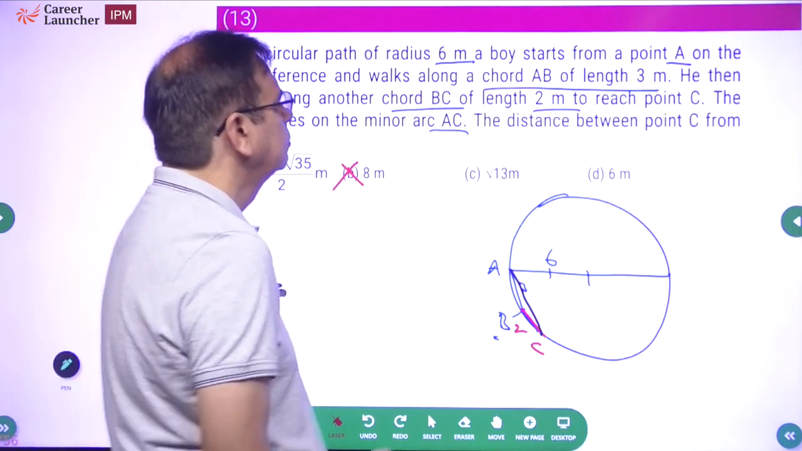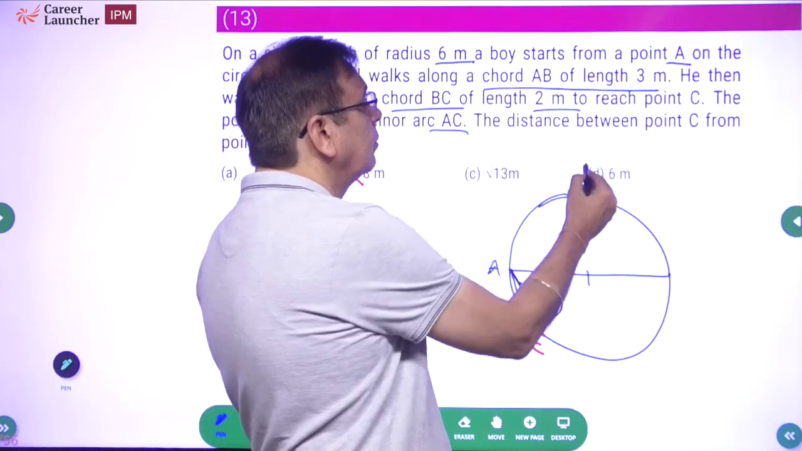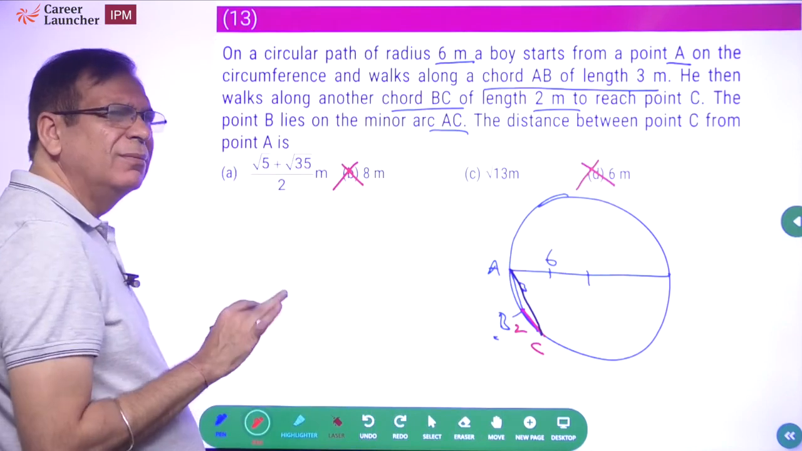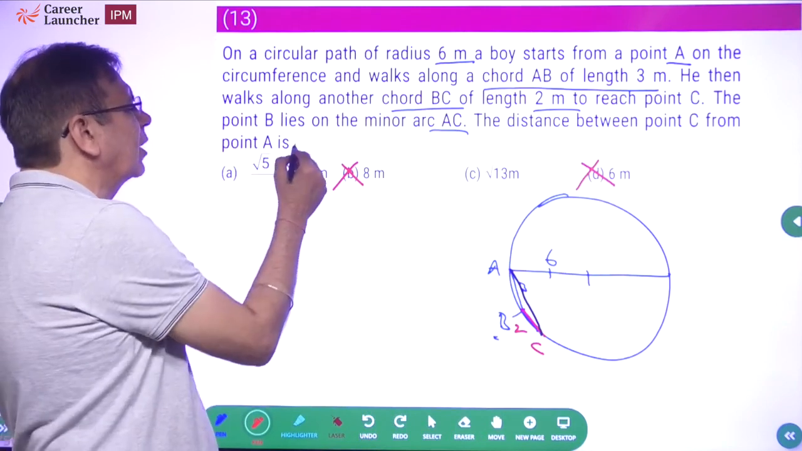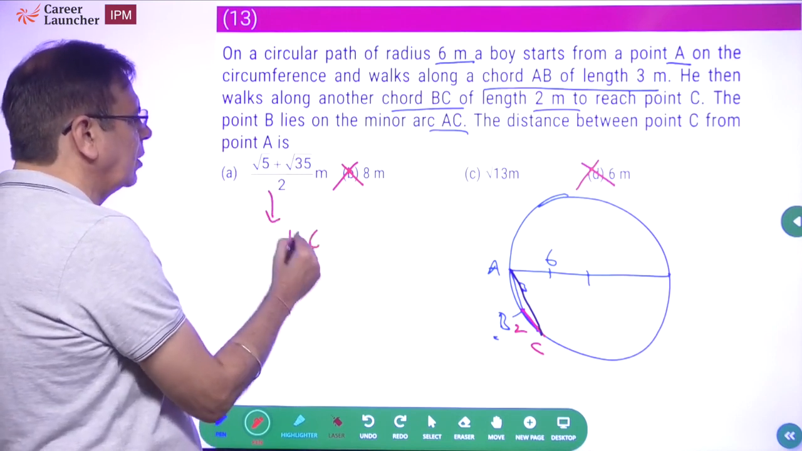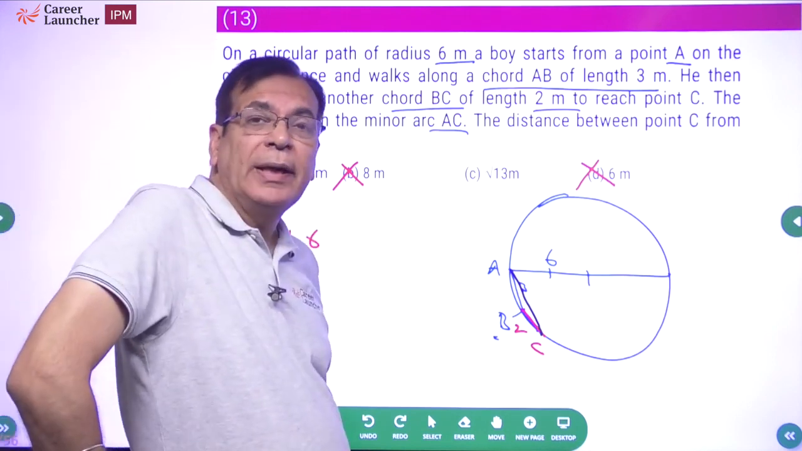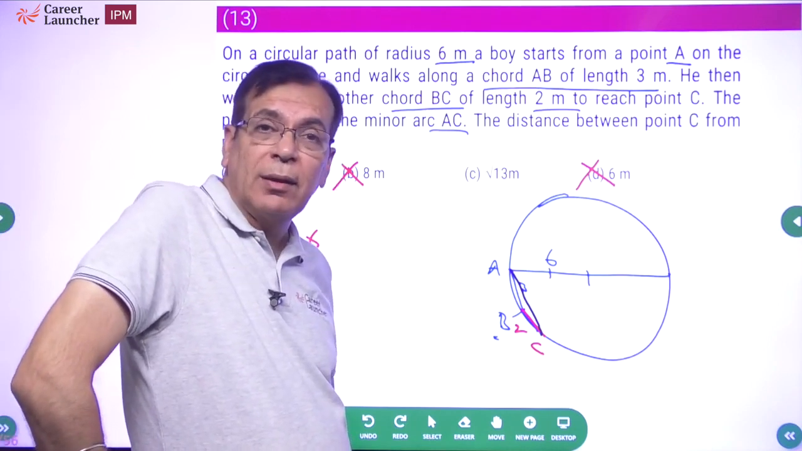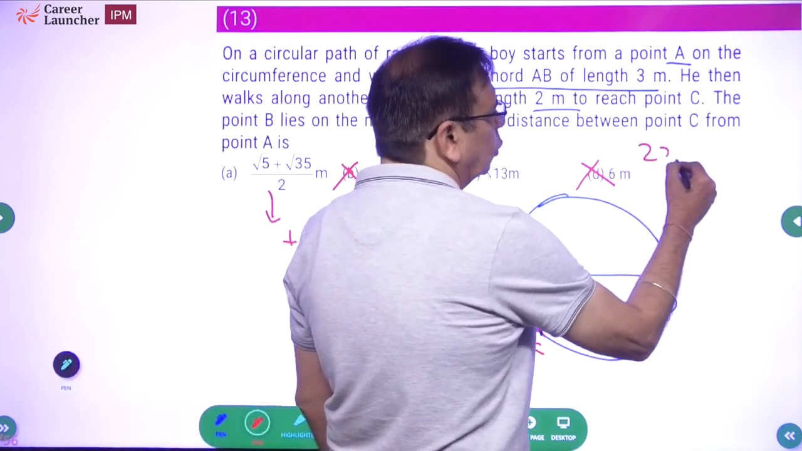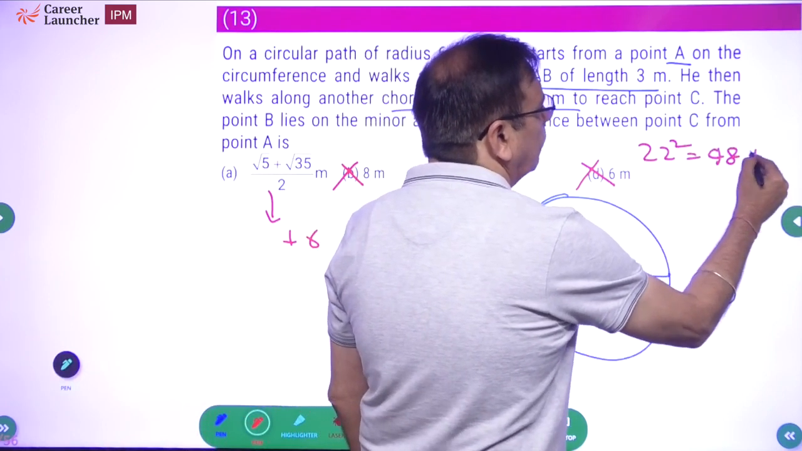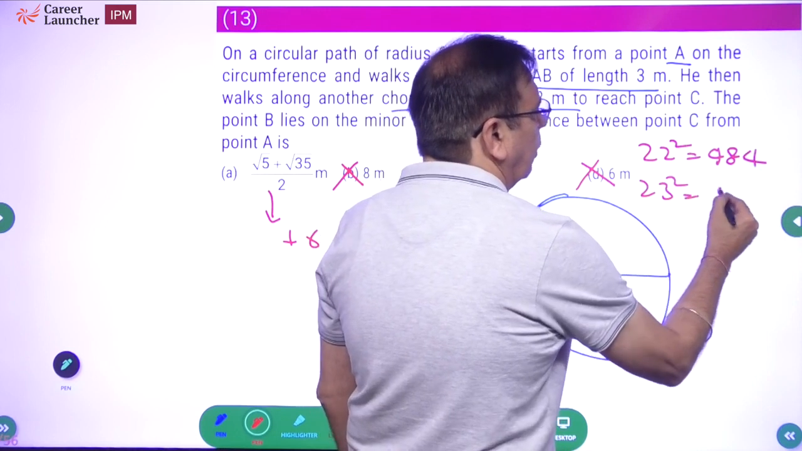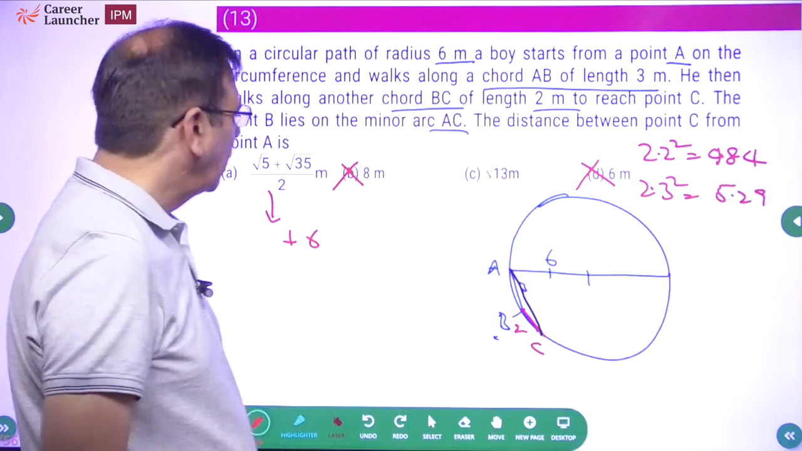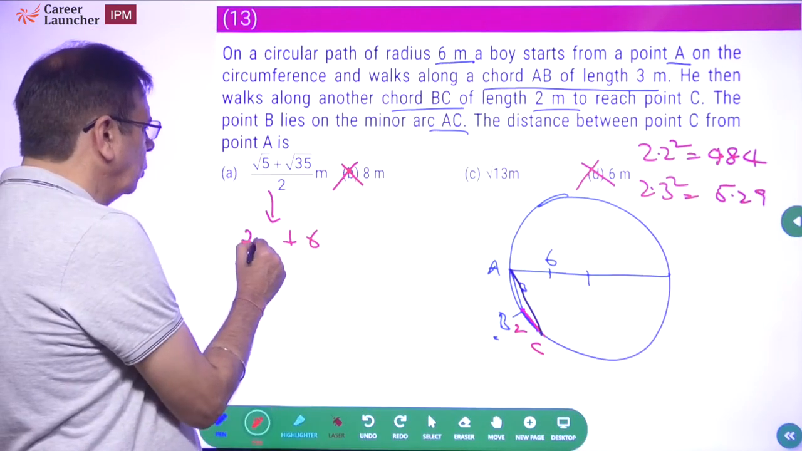Wrong choice. Under root 13 is less than 5. This is greater than 5. Wrong choice. How much is under root 35? Nahi malum na, I know, but under root 36 is 6. So I will take this as approximately 6. And how much is under root 5? 22 square is 484. 23 square is 529. So can I say approximately 2.25 or 2.2? So let's take it as 2.2.